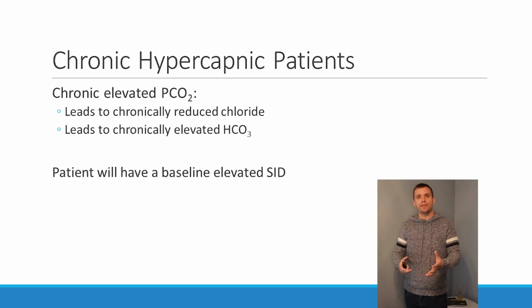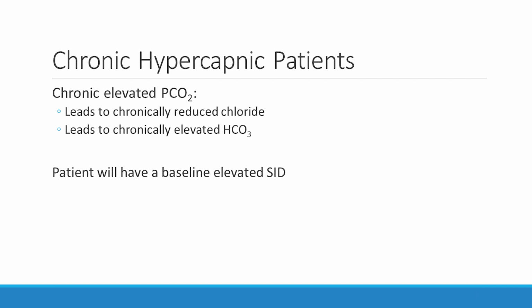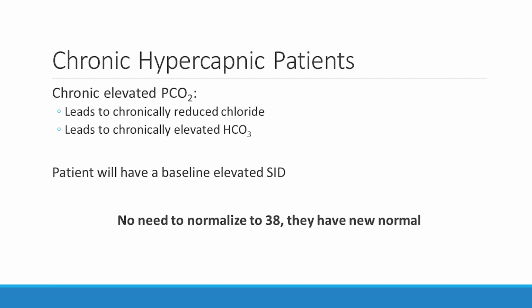And as long as you know what that baseline SID is, you can give a carbonic anhydrase inhibitor and bring them back to a baseline SID. You just don't want to normalize it to 38 because that's not their normal. Their normal is somewhere higher than that. So again, no need to normalize to 38. They have a new normal, so you want to normalize them to whatever you feel like their normal SID is.